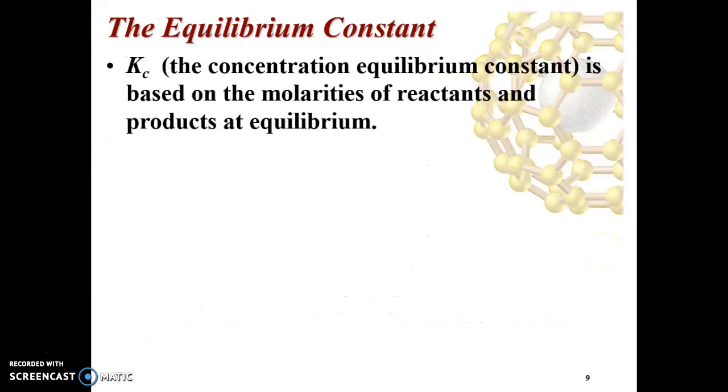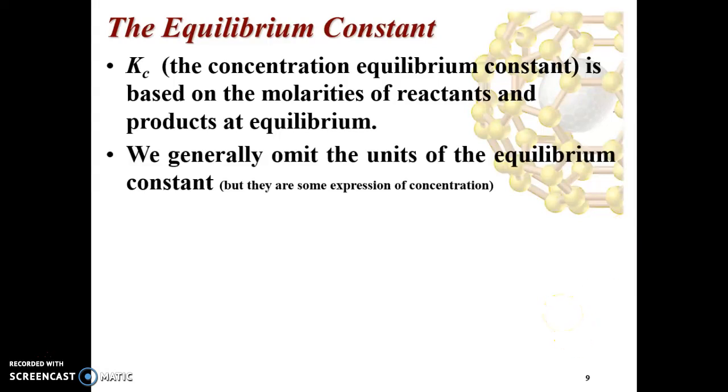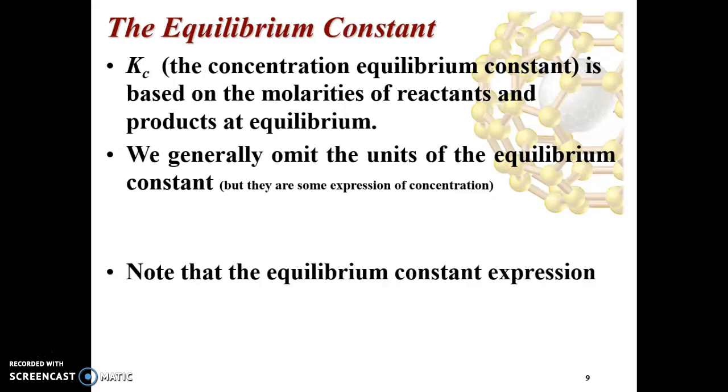So there's two ways of expressing equilibrium constants. One is with Kc, that's what you learned first year if you learned it, the equilibrium concentration. And that's obviously based on molarities of reactants and products. Typically, we're going to omit the units of the equilibrium constant, but they are going to be some expression of concentration, because if you think back, it's all concentrations squared or cubed or whatever those coefficients are.